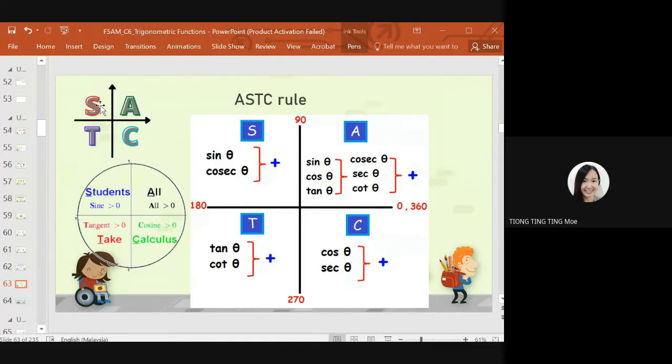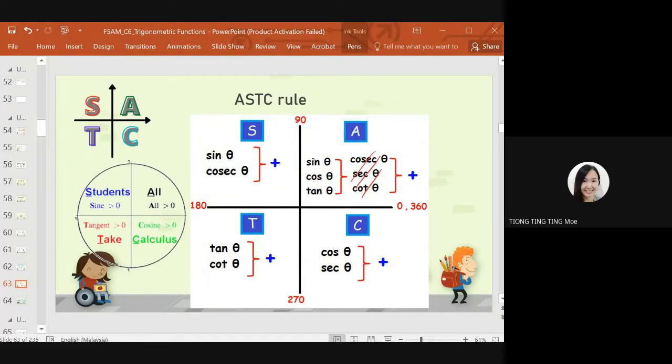ASTC, all student take calculus. All means all, semua orang. Student, semua pelajar. All means all the trigonometric ratios: sin, cos, tangent. And we add the cosec, sec, and cotangent. Actually, you don't need to remember the cosec, sec, and cotangent because they follow the reciprocals. Sin is the reciprocal of cosec, cos is the reciprocal of secant, tangent is the reciprocal of cotangent.